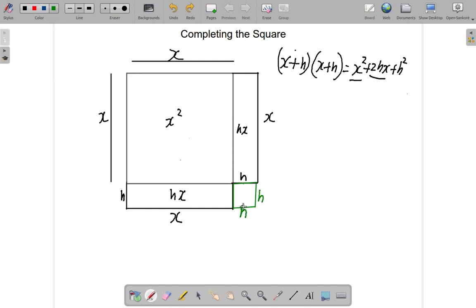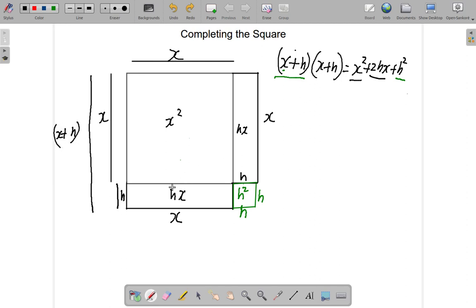So what's the area of my square here? It is h by h, which is h squared. So this h squared is what I would have added here to make a perfect square, or to complete the square. So my square is now completed. Now let's look at this part. This height is x and this remaining height is h. So this whole height of the complete square is x plus h.